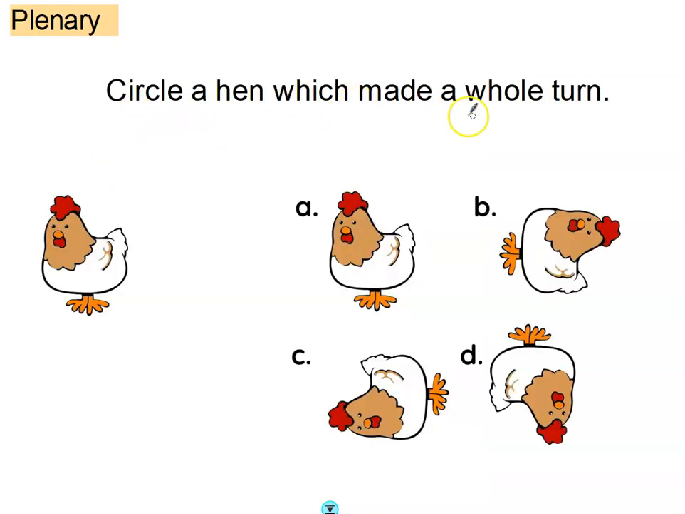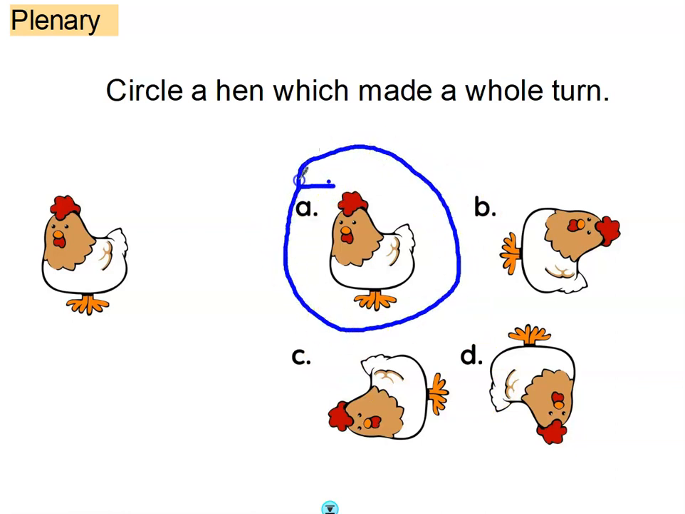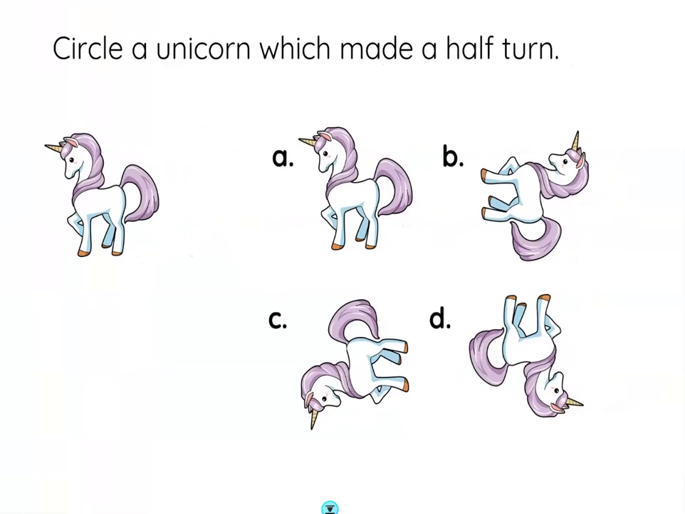Circle a hand which made a whole turn. A, B, C or D. Good job. It's A. Circle a unicorn which made a half turn. Is it A, B, C or D? Excellent.